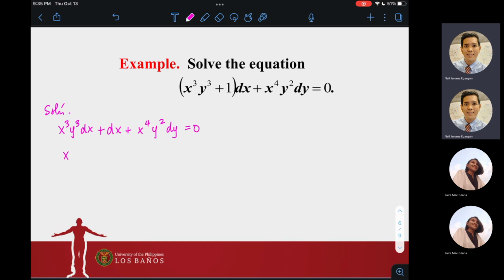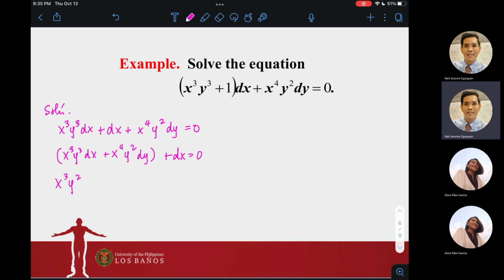So we're gonna have x cubed y cubed dx plus x to the fourth y squared dy, plus dx equals 0. And then, ano yung pwede kong i-factor dun sa first group, dun sa naka-parentheses? So you just factor the highest powers of x and y on both terms, right? Highest power ni x at saka ni y na parehas meron yung dalawang terms. So we can factor out x cubed y squared.